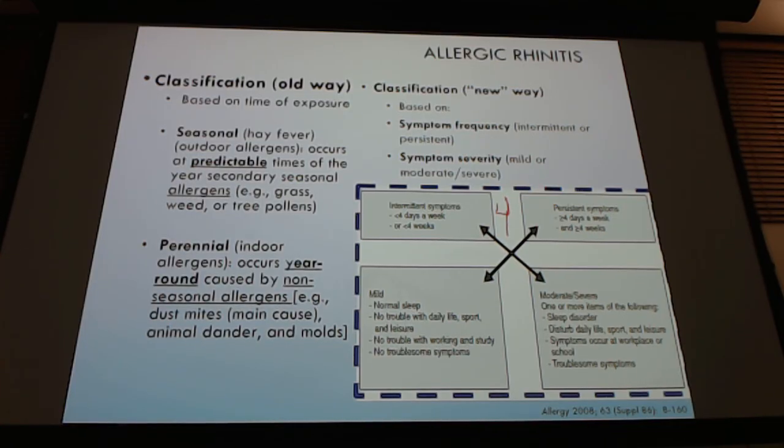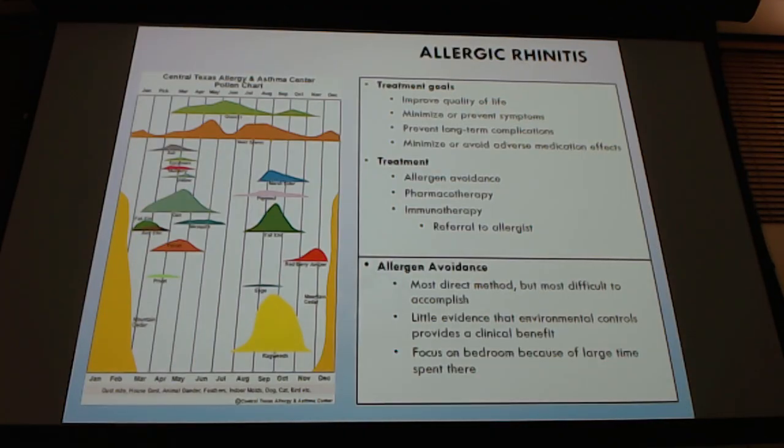So you're intermittent, less than 4 days, persistent, over 4 days, mild, nothing is disrupted, versus your moderate to severe, something is disrupted, right? Whether it's their sleep, their work, what have you. This is just telling you the goals, right? Help stop those symptoms that the patient is having.